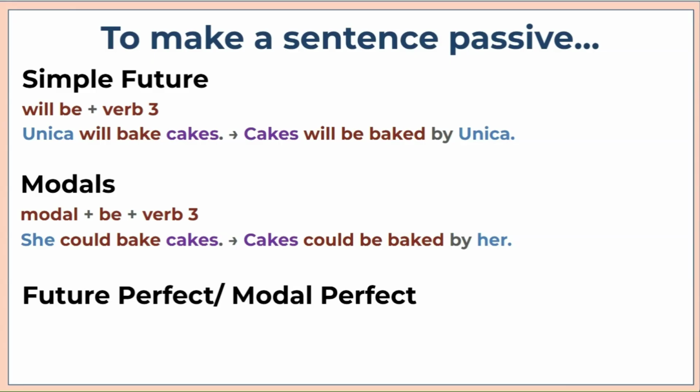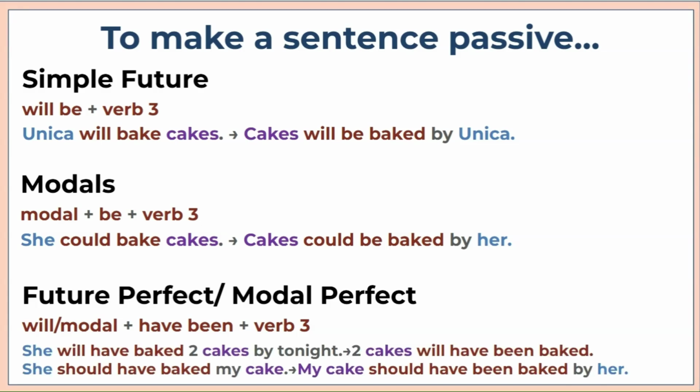If you are using future perfects or modal perfects, again, it stays the same for both. We're going to use will or your modal plus have been plus verb 3 or the past participle. So for example, she will have baked 2 cakes by tonight turns into 2 cakes will have been baked. Or she should have baked my cake would turn to my cake should have been baked by her.